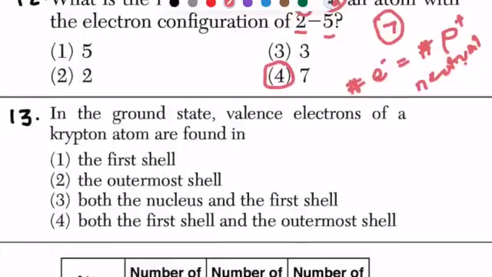In a ground state, the valence electrons of a krypton atom are found in... Your valence electrons are defined as the electrons in the outermost shell. So this is just a definition problem.